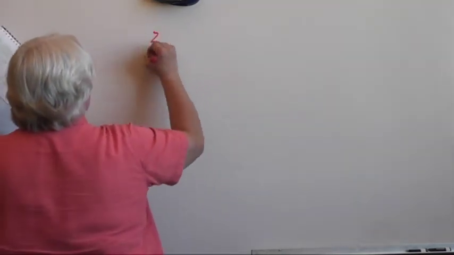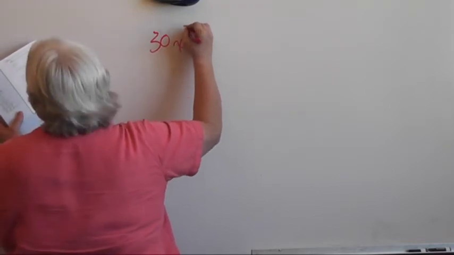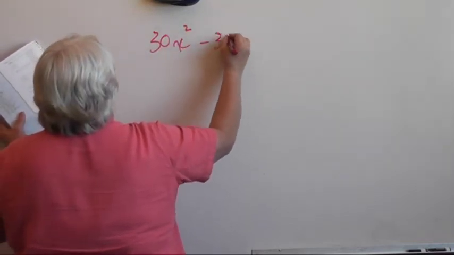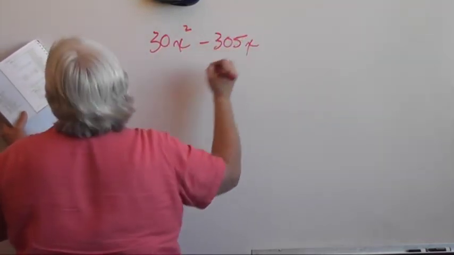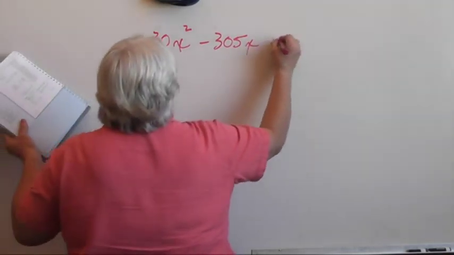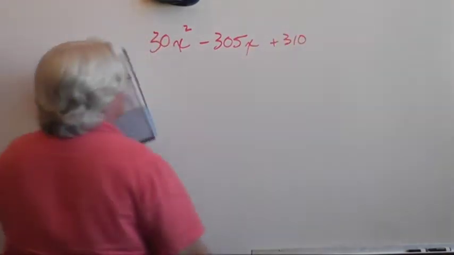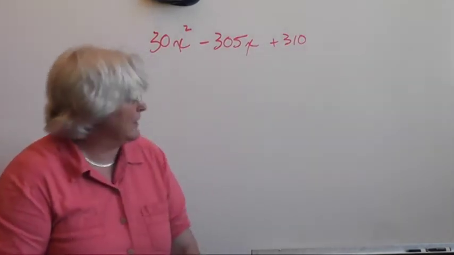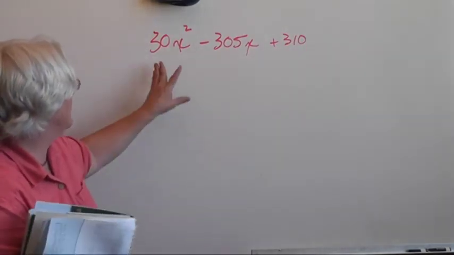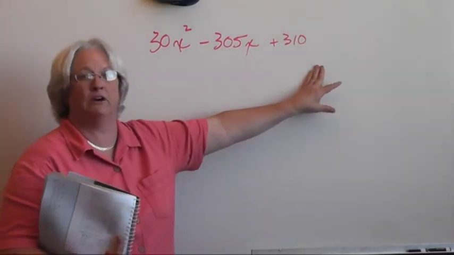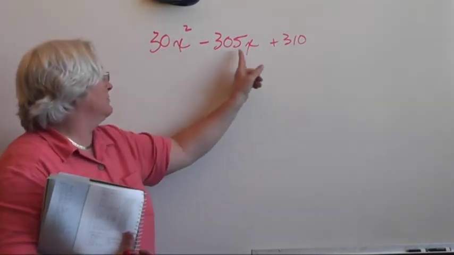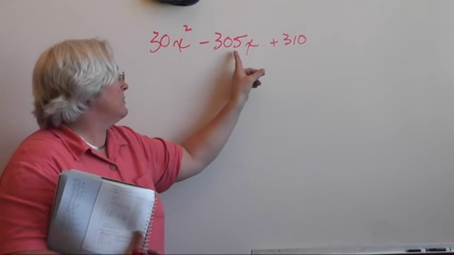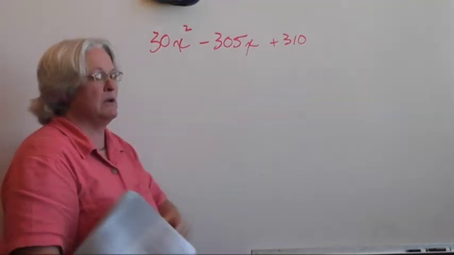The example is factor 30x squared minus 305x plus 310, and you look at this and you say, don't like that. But first, right away, you notice that there's a common factor of 5 because they end in 5 or 0. Not a common factor of 10 because of this.